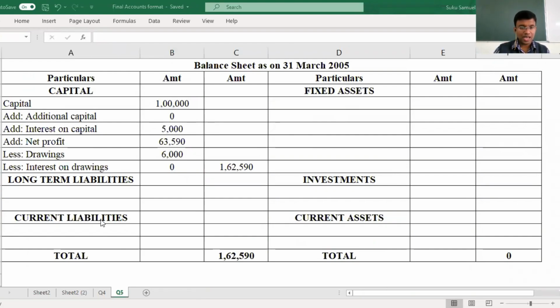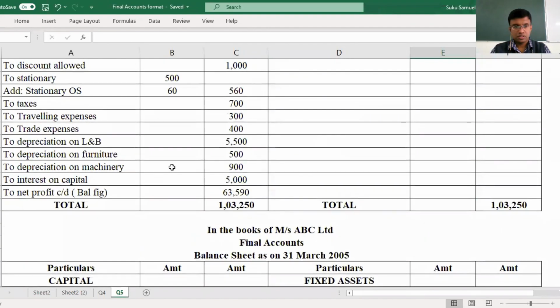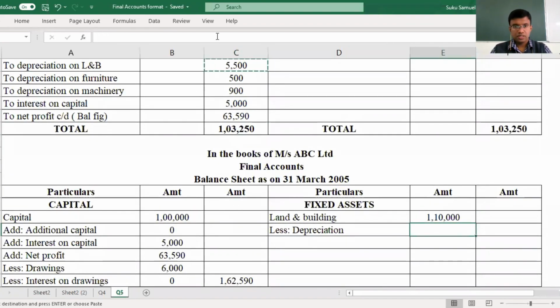Now let's quickly look at the remaining items. The remaining items that we have over here is land and building. Land and building is a fixed asset, and we also have a corresponding adjustment to that, which is depreciation. So from that we have to subtract that. So 1,10,000 minus depreciation, and we have 5,500 as the depreciation amount.